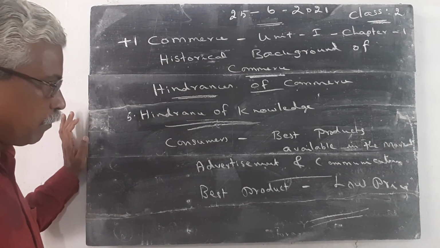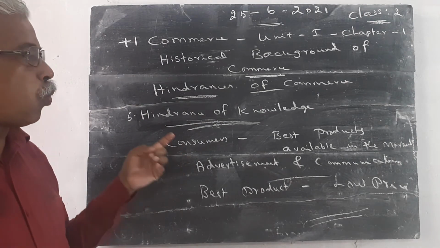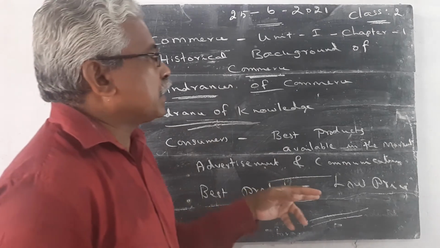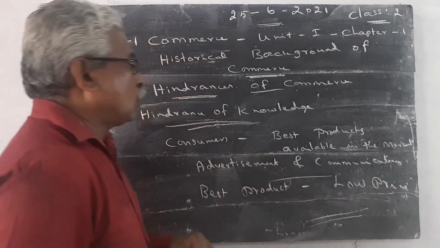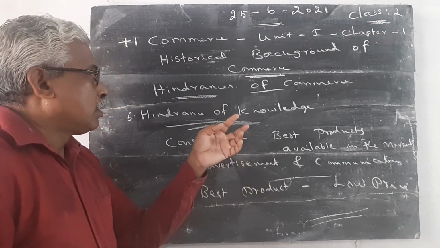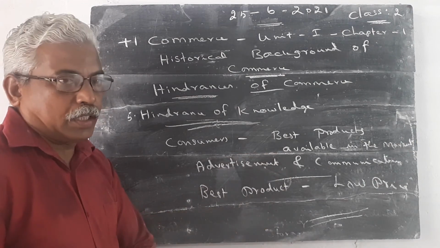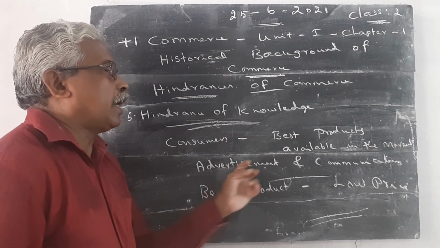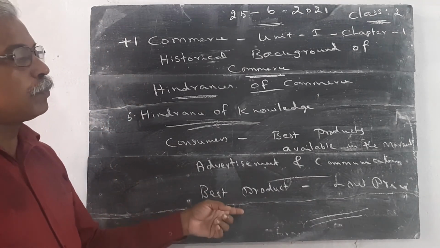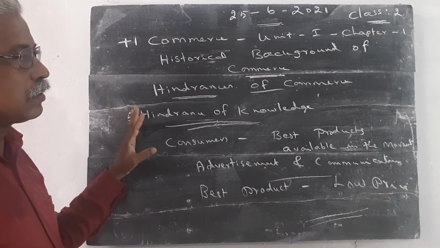Once again I explain, hindrance of knowledge. Consumers want to buy the best products available in the market. So due to advertisement and communication, the best products available in the market are known by the consumer. The advertisement and communication facilities help the consumer to buy the best product with a low price. So these are the 5 hindrances of commerce.